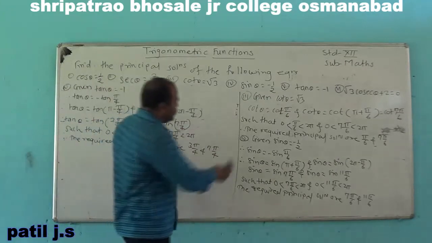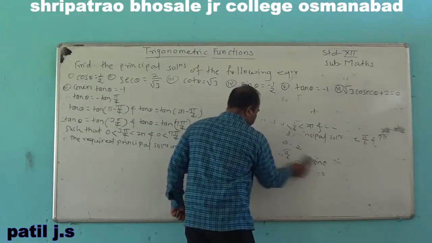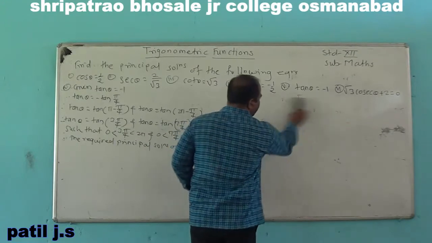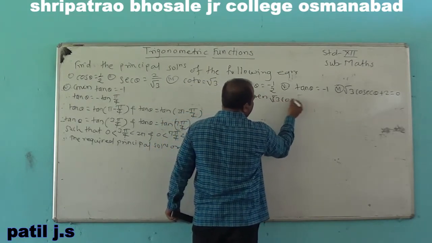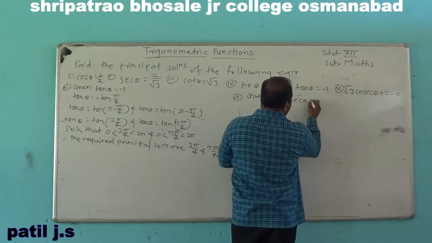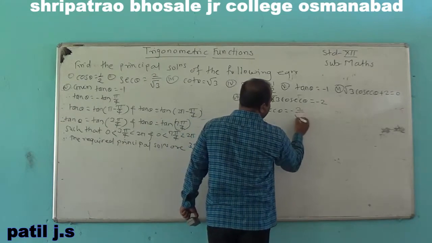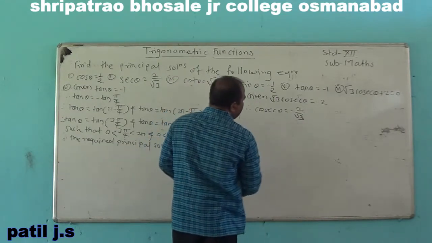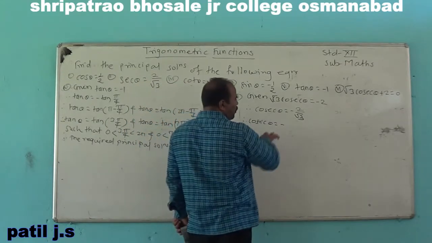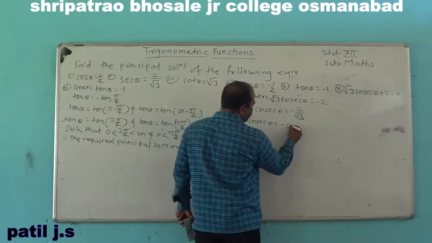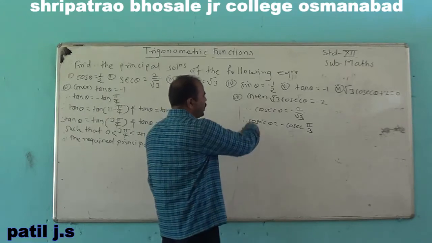And the last example, number 6, is given: 3 cosec theta plus 2 equal to 0. So 3 cosec theta is equal to minus 2. Then cosec theta is equal to minus 2 divided by 3. Therefore cosec theta is equal to minus cosec pi by 3, that is, 1 upon sin, where sin means minus root 3 by 2.